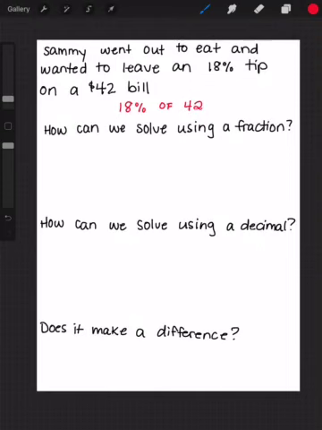So if we were going to use it as a fraction, 18% is the same as saying 18 out of 100. Again, percent is out of 100. Always, always, always, always. I can reduce this. What number do I know goes into both 18 and 100? Well, looking at them right away, they're both even. So I know 2 can go into both of them. 2 goes into 18 9 times, and 2 goes into 100 50 times. Now, can I reduce it further than that? No. So 9 out of 50 is what I'm going to use.